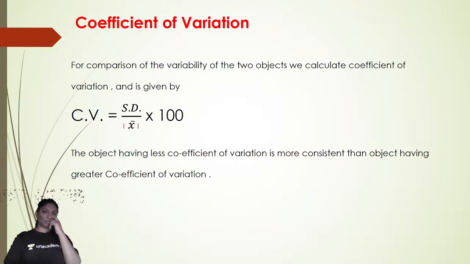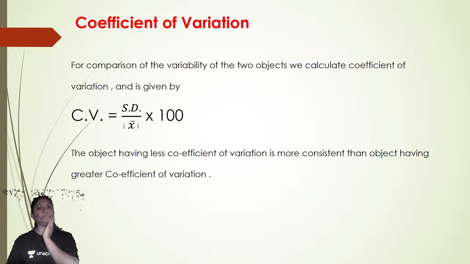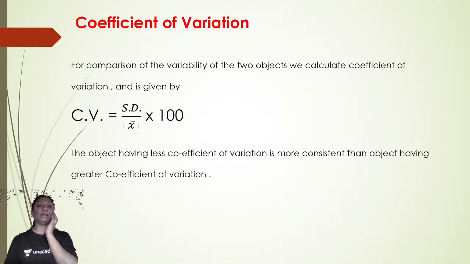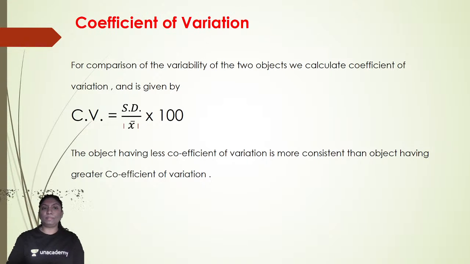Okay, standard deviation हम लोग generally क्यों use करते हैं, तो coefficient of variation, उसमें हमें standard deviation की जरूरत है. For the comparison of variability of two objects, we calculate coefficient of variation and it is given by coefficient of variation is equal to standard deviation upon mod of x bar into 100.